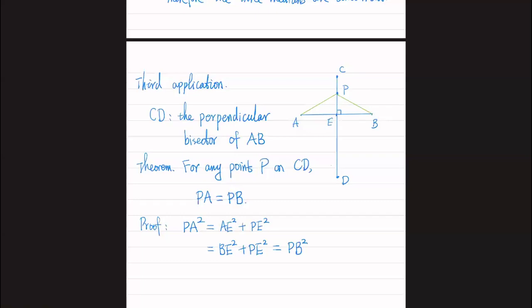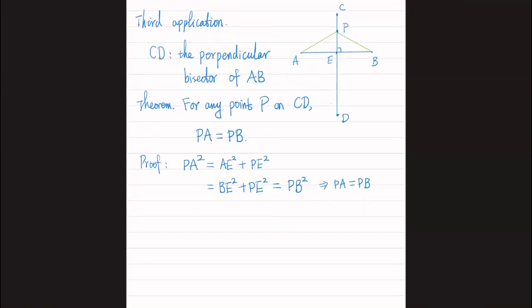So now we see PA equals PB because they are both positive and they have the same square. Okay, this goes both ways. What that means, if we have a perpendicular line with equal distance, then it must be a perpendicular bisector. Let's do the converse.